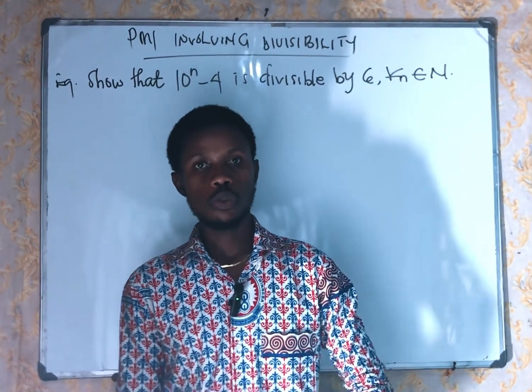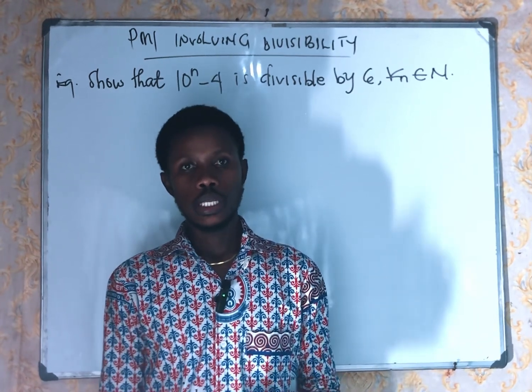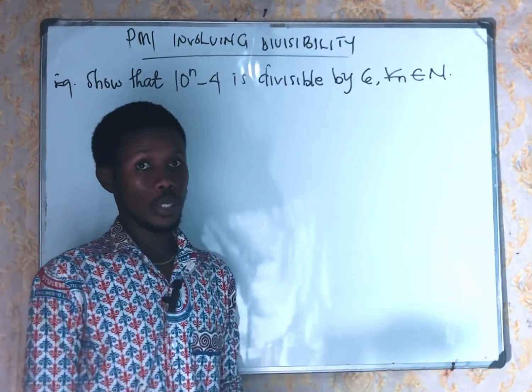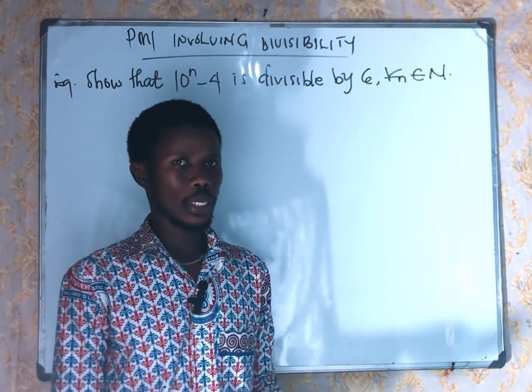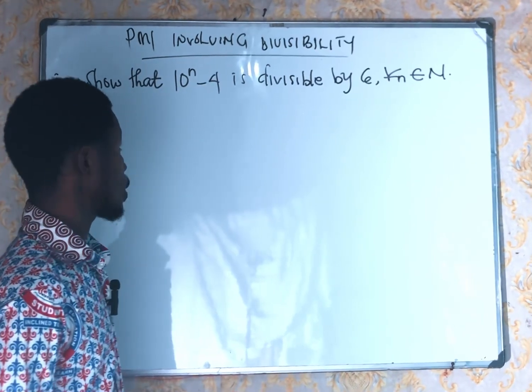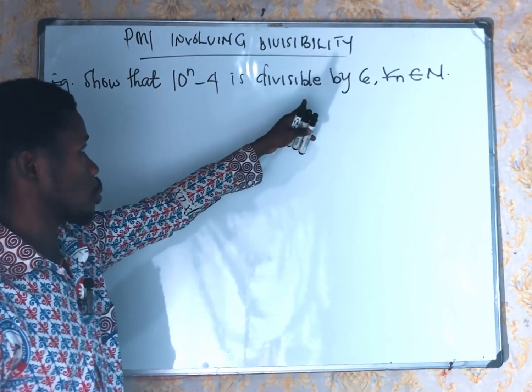We are just continuing with PMI. This time around, you're going to look at when it involves divisibility. We already solved some examples, so you can visit my previous videos on the introductory analysis. This is the question before us: show that 10 to the power n minus 4 is divisible by 6.